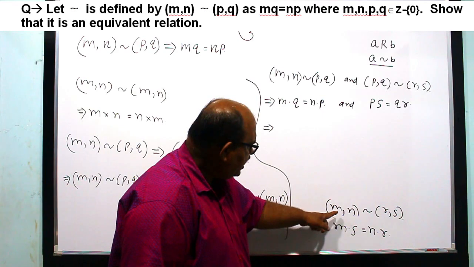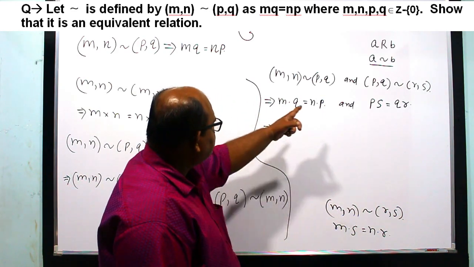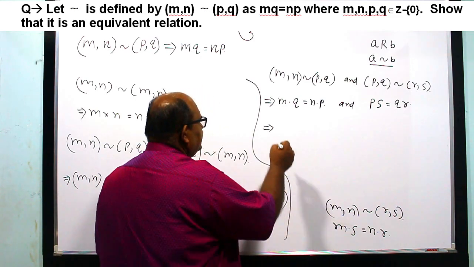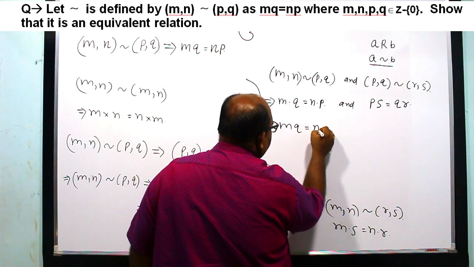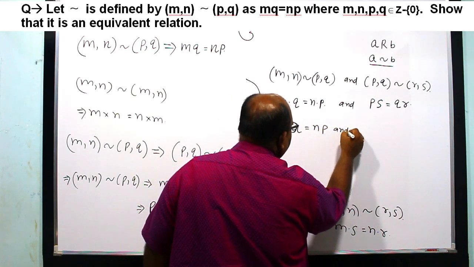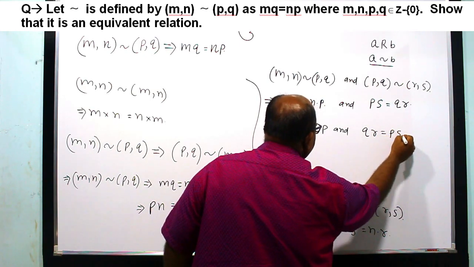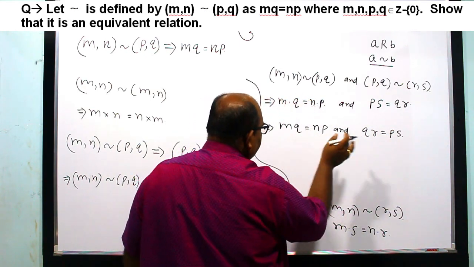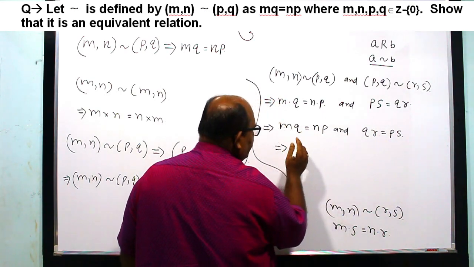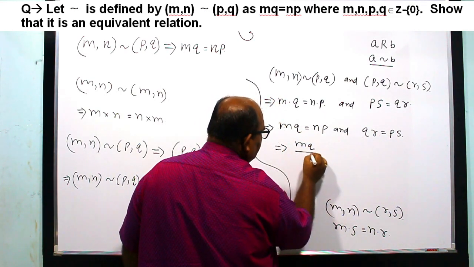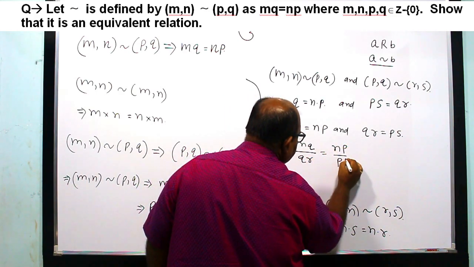This implies mq is equal to np and qr is equal to ps. If we divide this equation, we get simplification. Now dividing this equation, we get mq by qr is equal to np by ps.